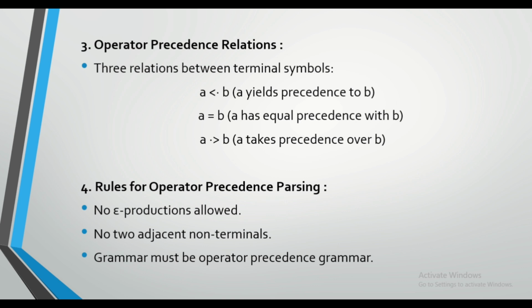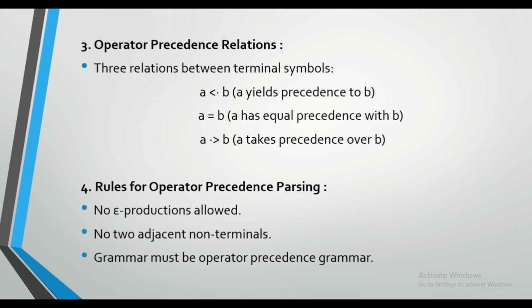Here, parentheses are basically used for grouping the operations. And the third expression is A is greater than B. Here, A takes precedence over B, so we have to reduce the operation. These three symbols help decide when to shift or reduce in the parsing. The fourth one is rules for operator precedence parsing.